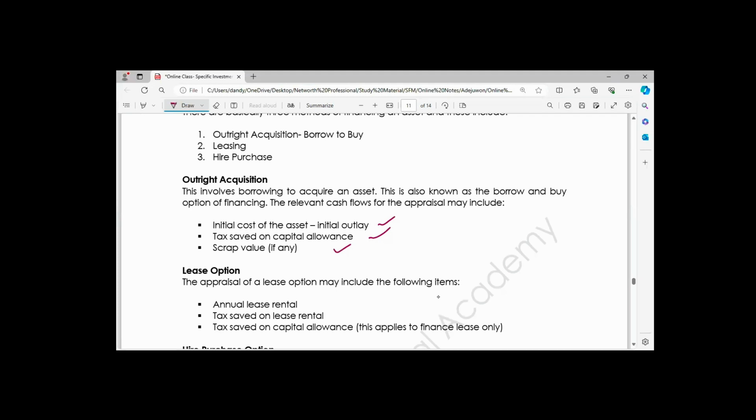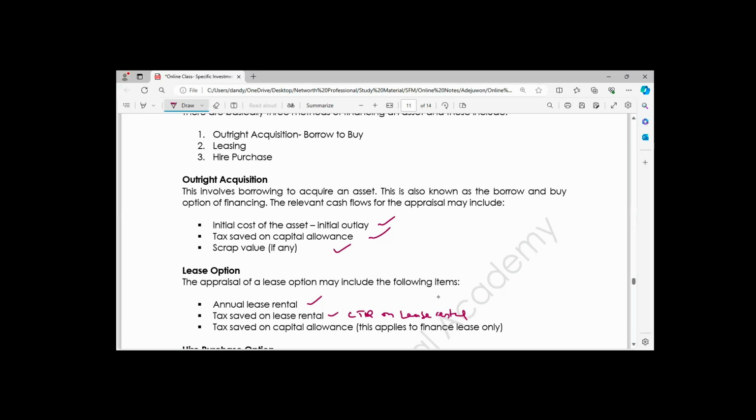The first one is the annual lease rental, the annual lease installment. Then two is the tax saved on the lease rental. This tax saved on the lease rental is just the percentage: you multiply the company tax rate on the lease rental. That will give you the tax saved on the lease rental. I repeat, to get the tax saved on the lease rental, you need to multiply the company tax rate by the lease rental. So that will give you your tax saved on lease rental.